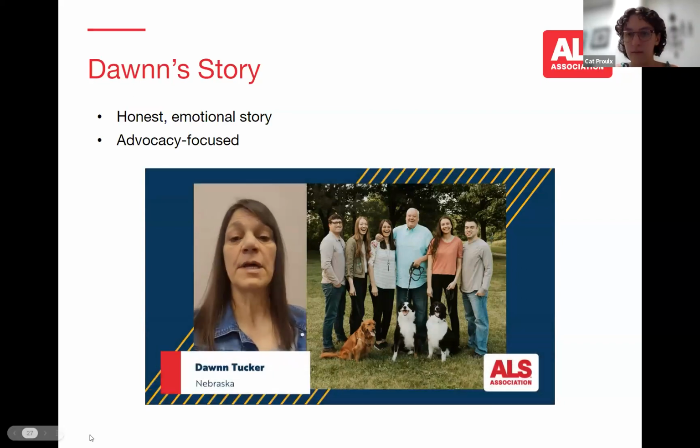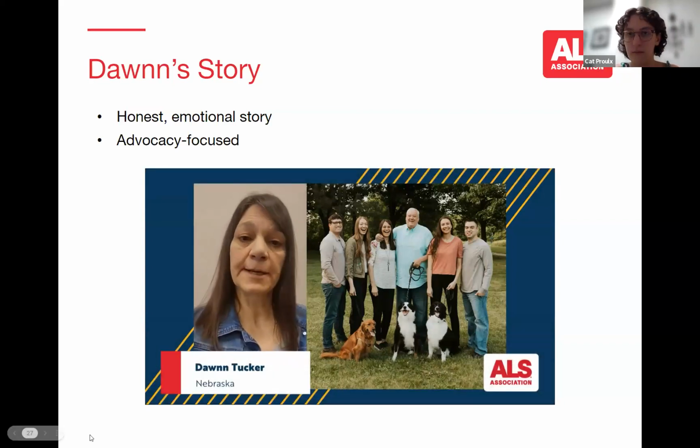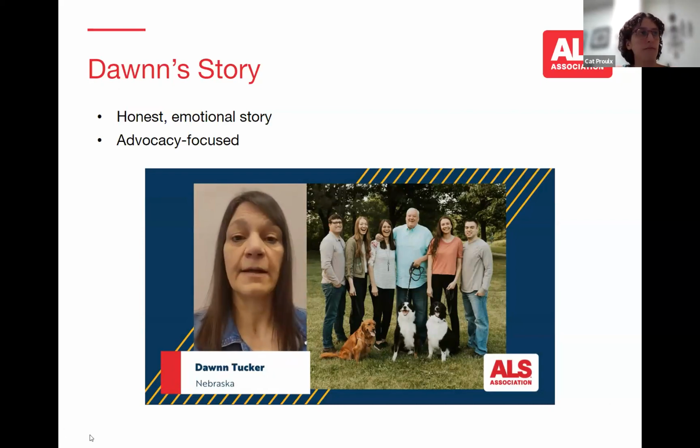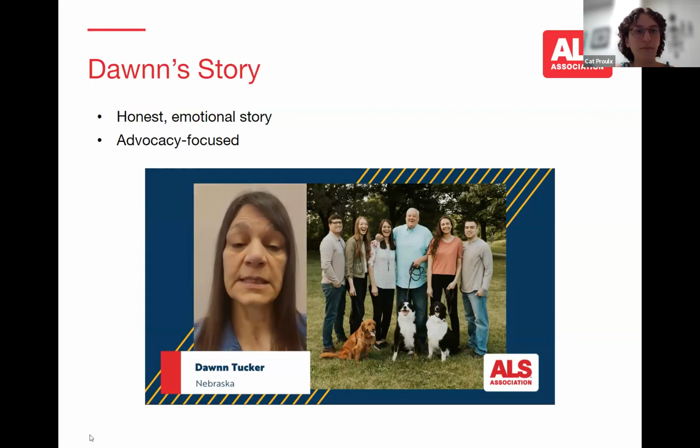Hi, my name is Dawn Tucker. I live in Pierce, Nebraska. In March of 2022, I was diagnosed with amyotrophic lateral sclerosis, ALS. And then by May 20th of 2022, I was in a trial for ALS. I did 22 weeks of that.